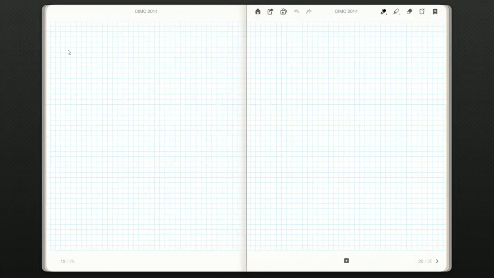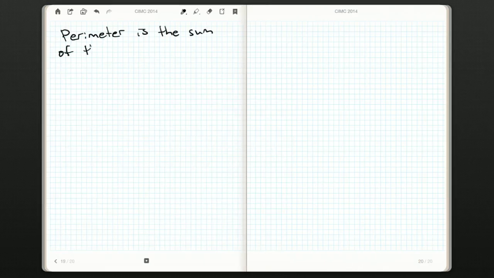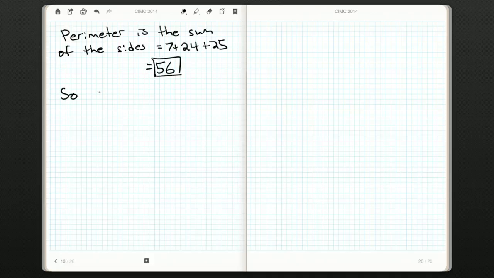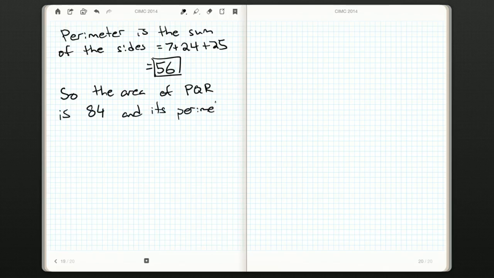And the other thing we're asked for is perimeter. To figure out the perimeter, we just need to add up each of the edge lengths. So that's 7 plus 24 plus 25, 56. We can put a little box around that. You may have a little statement at the end. The area of PQR is 84. So a nice clean statement.